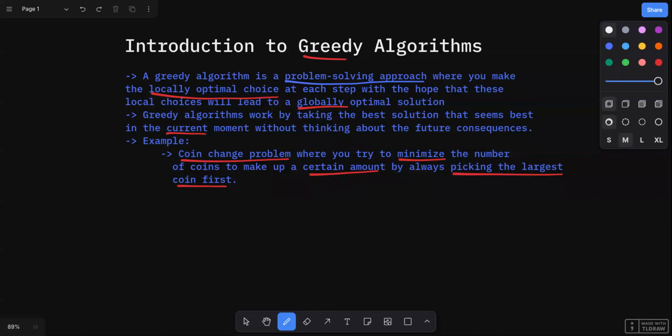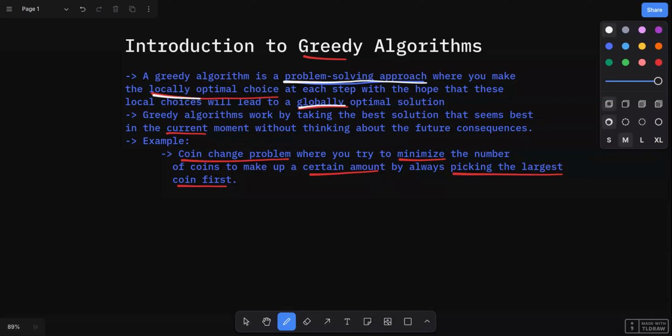So, first of all, to understand what a greedy algorithm is: a greedy algorithm is a problem-solving approach where you make the locally optimal choice. Do take note of locally optimal choice at each step, with the hope that these local choices will lead to a globally optimal solution. So your entire final solution is dependent on all the previous steps that you make while picking the most optimal solution at each step.